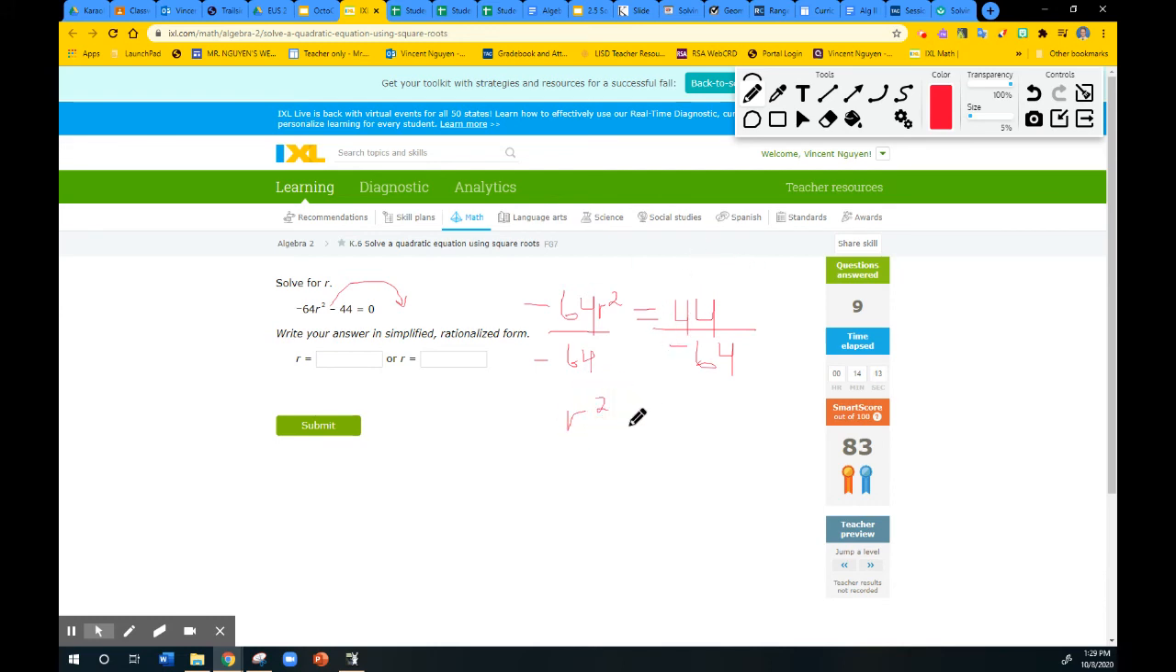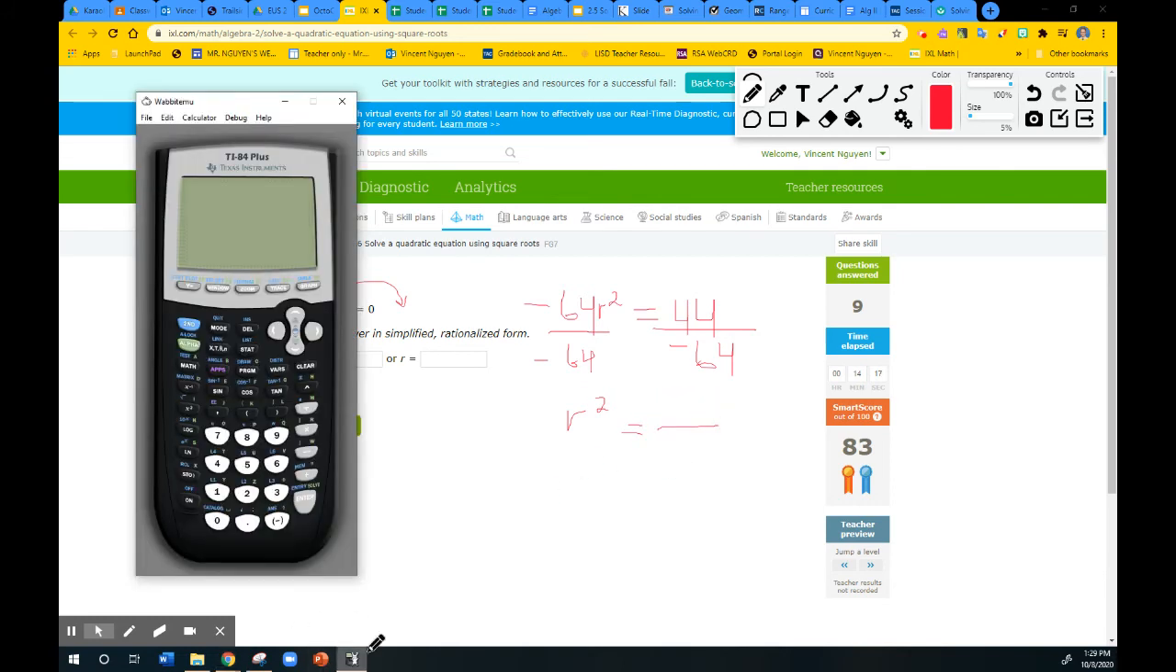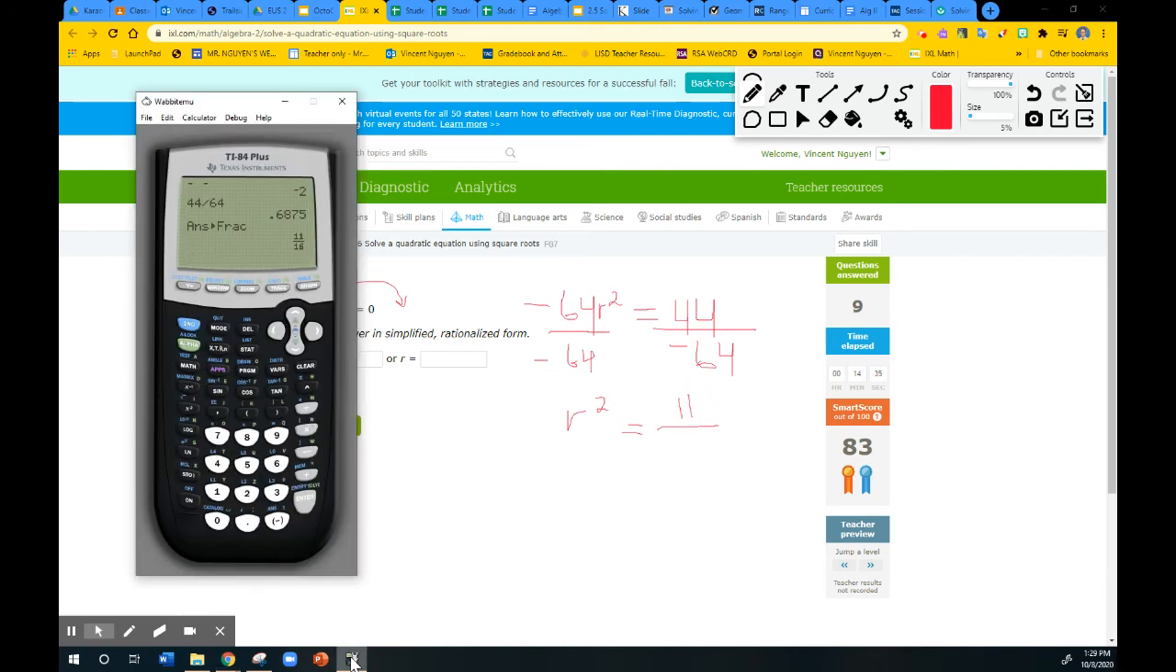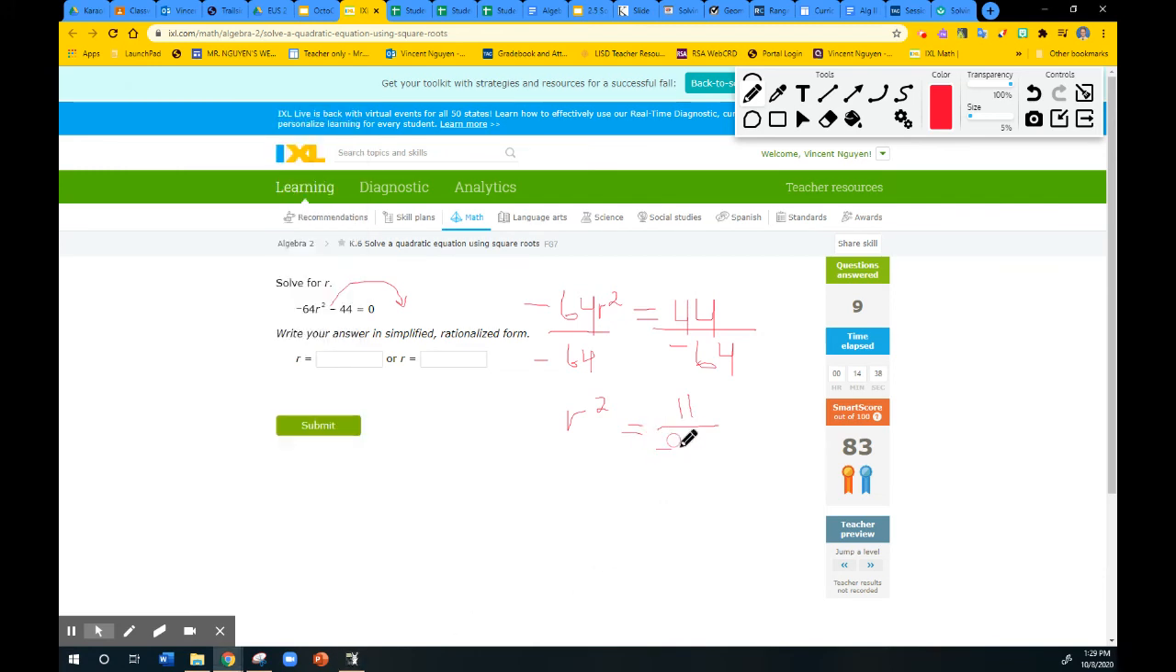But before I do that, I want to simplify that number first. So I want to go to my calculator, do, oops, get out of there. Do 44 divided by 64. I know my answer is negative, so I'm going to keep the negative in there. And then I convert it to a fraction. It's going to give me a smaller fraction. So it's 11 over, oh wait, negative 16. So that's my solution, right?